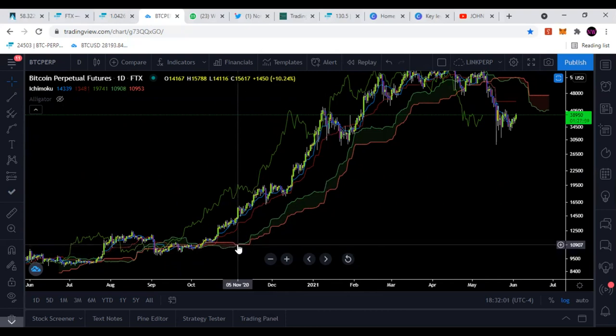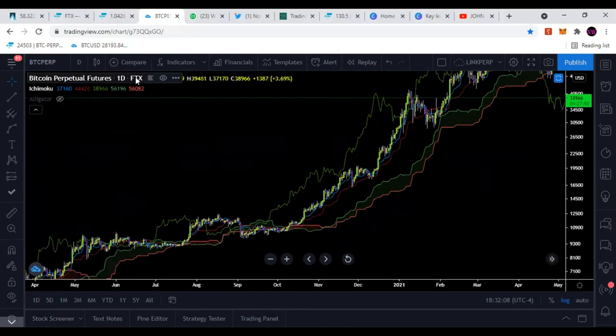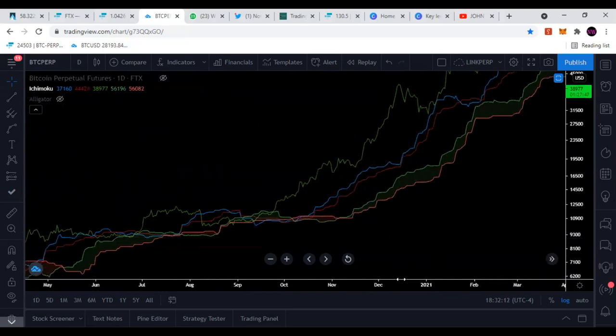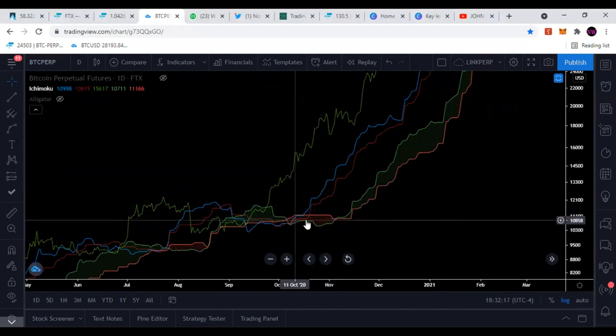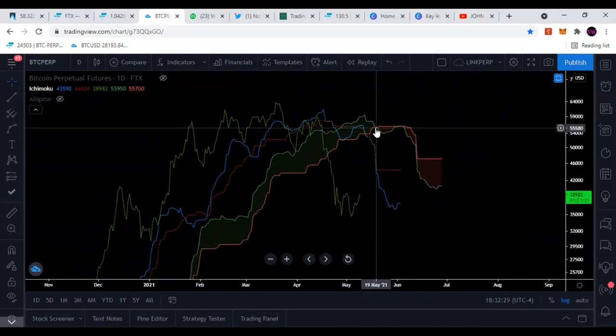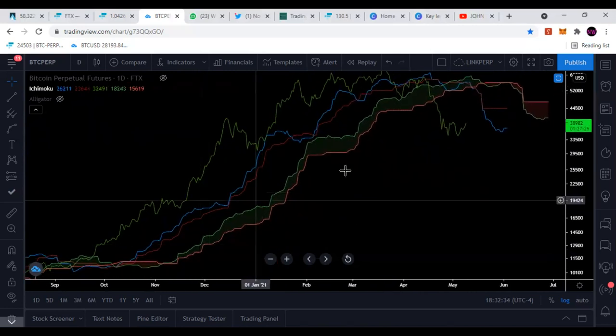Look at from November 5th last year. You can see how the cloud twisted. Let me remove this so that I can explain this very well. So I've removed the price. So now you can see how the cloud twisted from the red cloud to the green cloud. And you can see all the way from November last year to this, we did not get any red cloud.